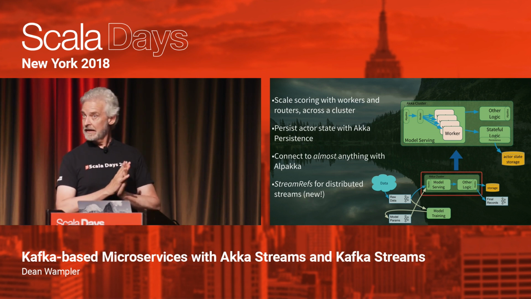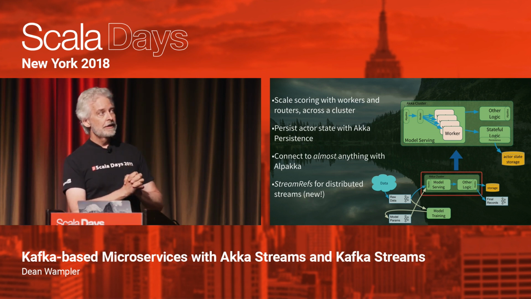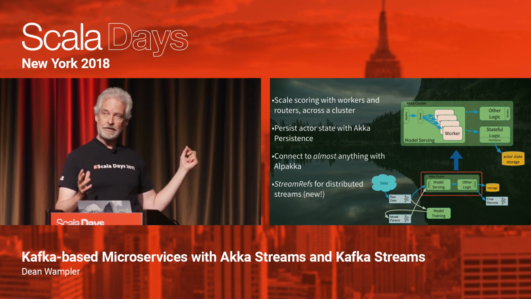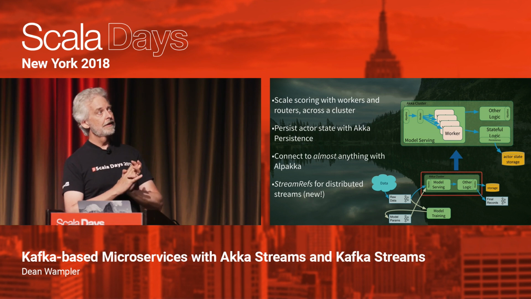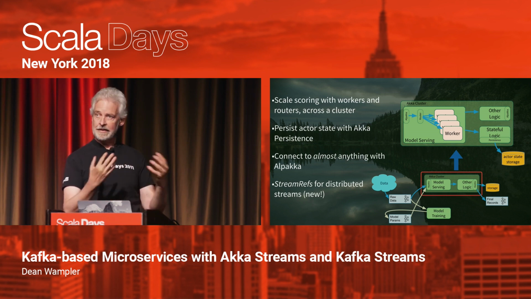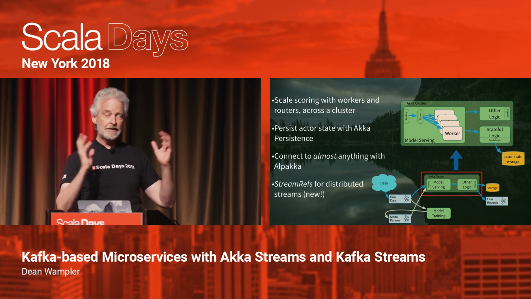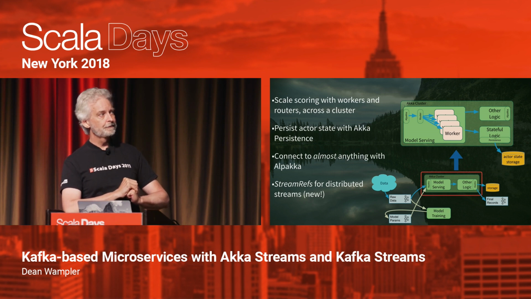I can connect to almost anything with Alpakka. So I could, instead of going through Kafka, I could just go directly through a web interface, like data coming right off the internet or something if I really wanted to, and so forth. I can persist state if I want to keep track of the model in case things crash and bring it up really fast. I could use Akka persistence for that.